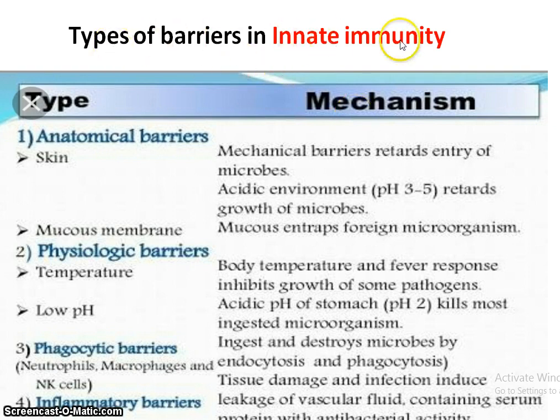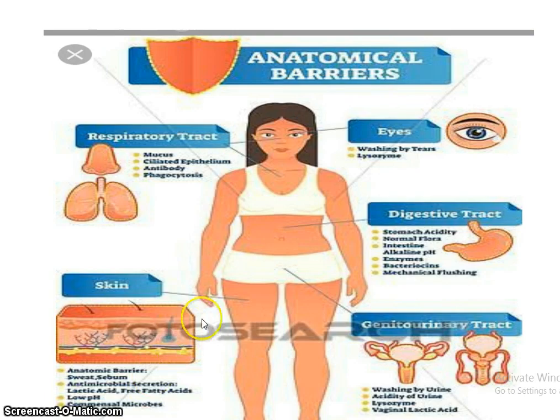Innate immunity means inborn immunity, as we have studied. Here we are going to study the barriers of innate immunity. Barriers are the structures which prevent the entry of microorganisms inside the body. These barriers are: first, the anatomical barrier; second, the physiological barrier; third, the phagocytic barrier; and fourth, the inflammatory barrier. First we will study the anatomical barriers.